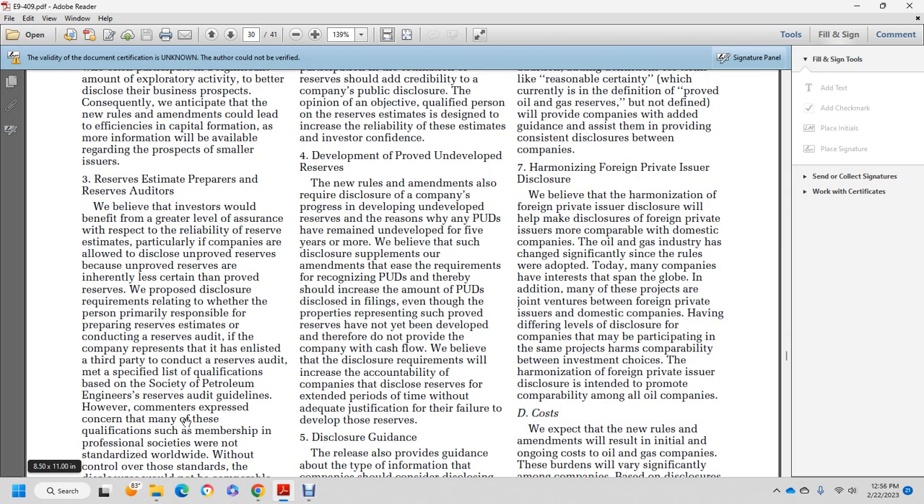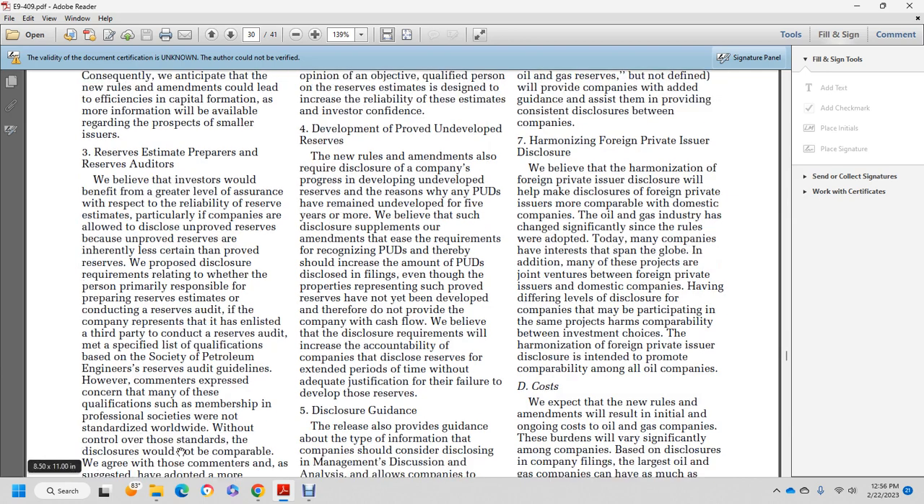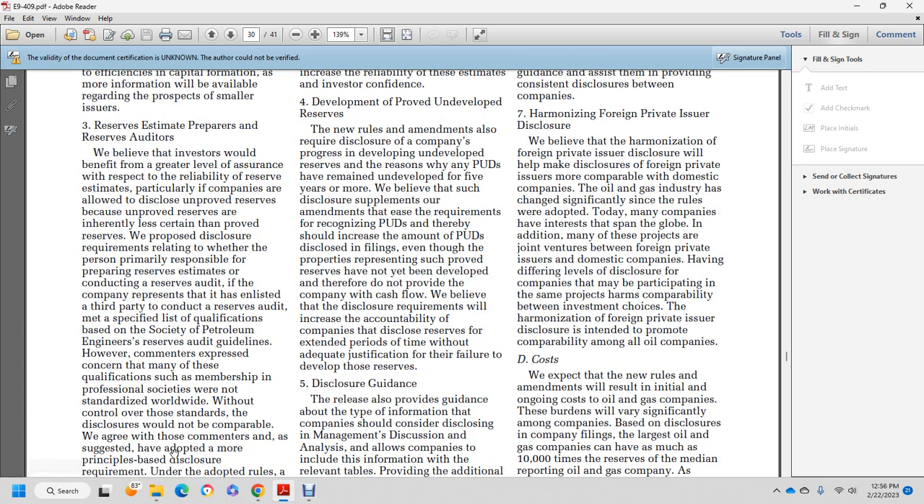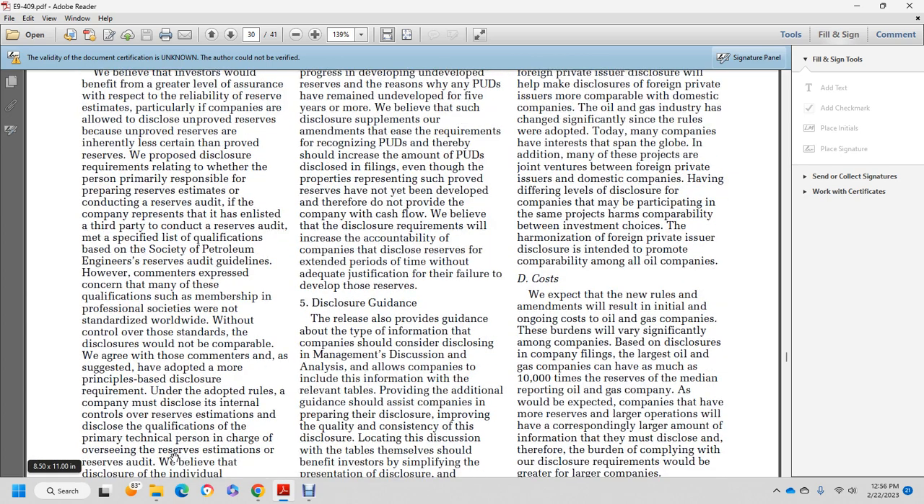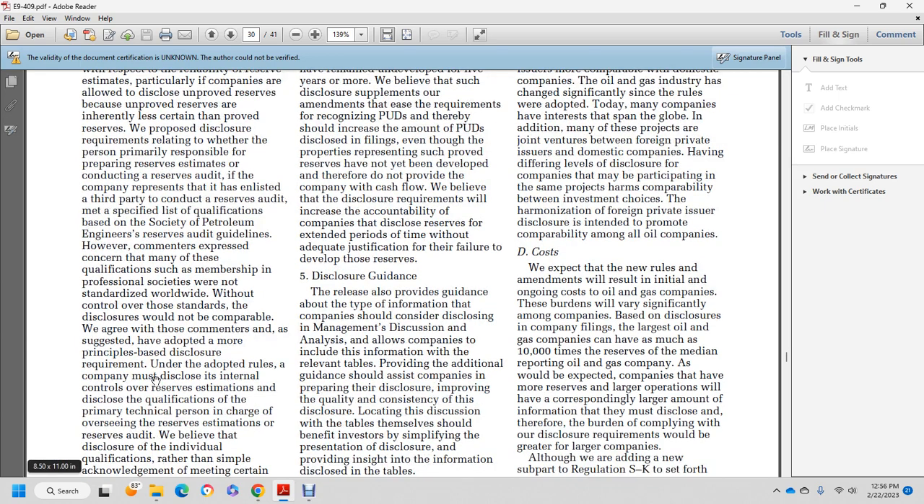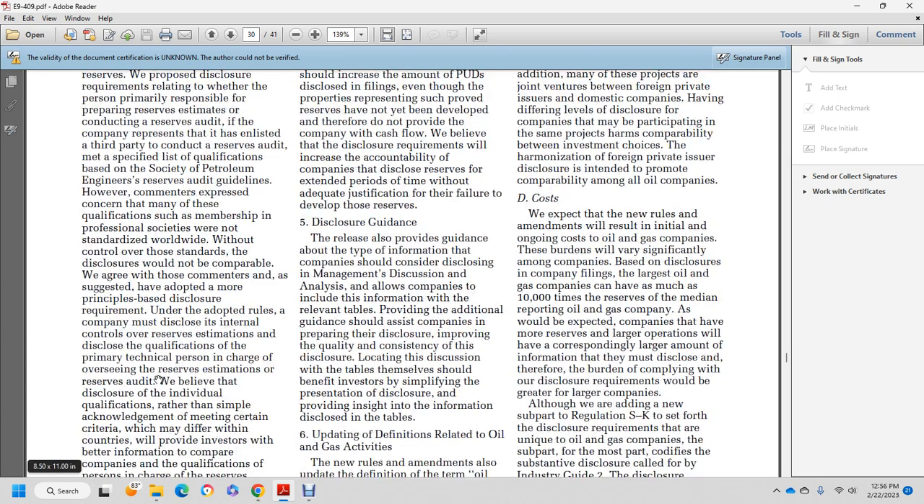Commenters expressed concern that the qualifications for membership in professional societies were not standardized worldwide, and without control over them the disclosure would not be comparable. We agree with the commenters and have adopted a more principles-based approach to the disclosure requirements under the adopted rule. The company must make disclosure of the internal controls over reserve estimation, and disclosure of the qualifications of the primary technical person in charge of overseeing the reserve estimation or the reserve audit.